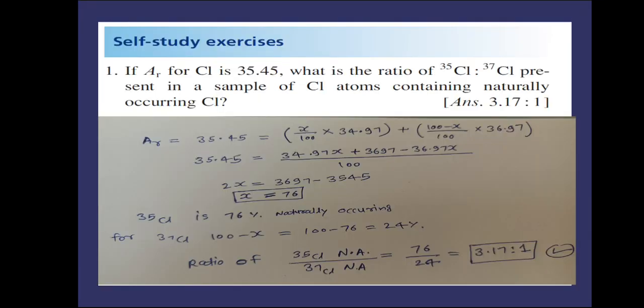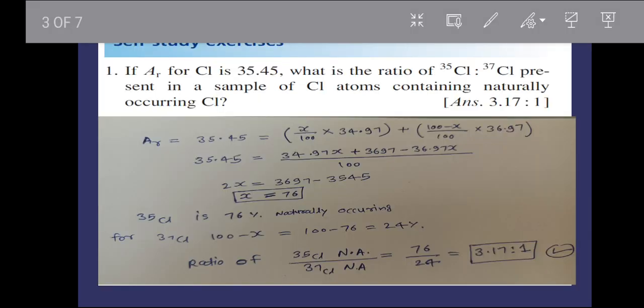Now coming to the self study exercises. So the first question is, if relative atomic mass for chlorine is 35.45, what is the ratio of 35 chlorine and 37 chlorine present in a sample of chlorine atoms containing naturally occurring chlorine? So you have been given the relative atomic mass, and you will be given the accurate masses for both 35 chlorine and 37 chlorine in the exam.